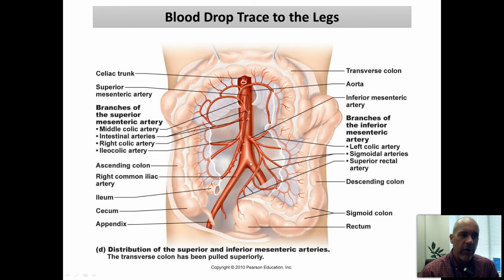And then if it's going to the left, it's going to enter this artery right in here that you see, this big one that's called the left common iliac artery. If it's headed over to the right, it's going to pass through the right common iliac artery. And the common iliac artery is actually going to split. There is an internal branch and an external branch.